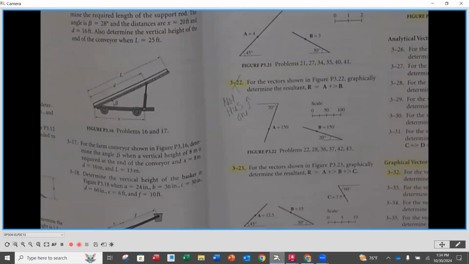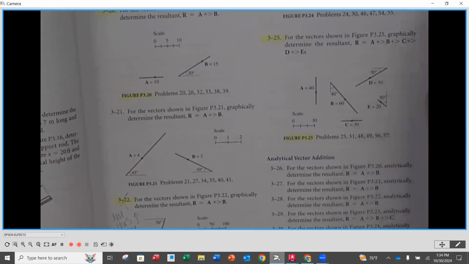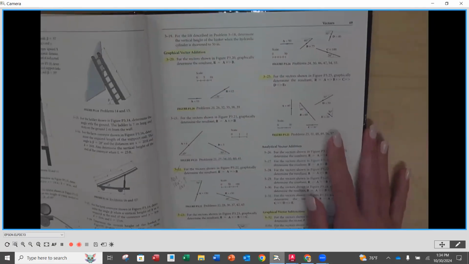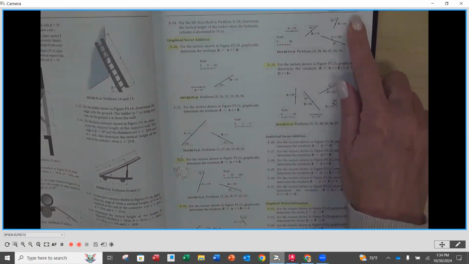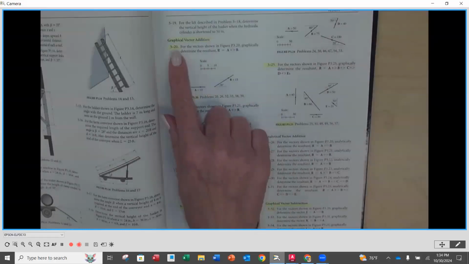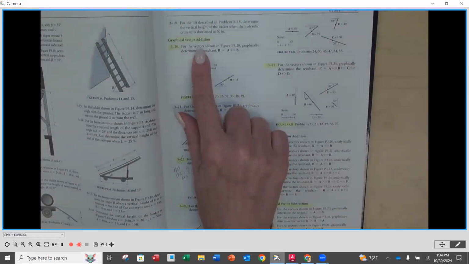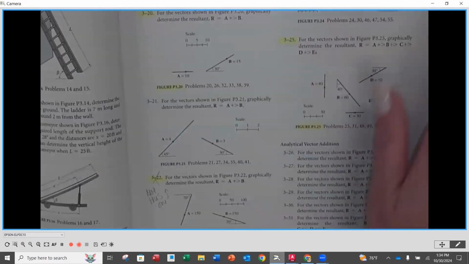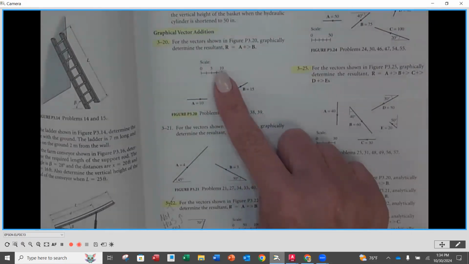Zoom out here. In the first column here on page 69, we have graphical vector addition. You are going to be doing problem 320, 323 right here, and then 325, which is right here. They're giving you the vector equation, which means that you have to add it in that order.